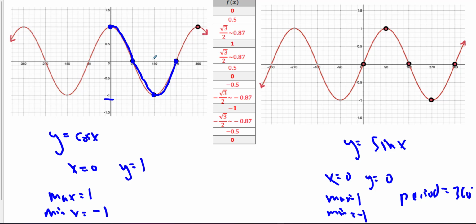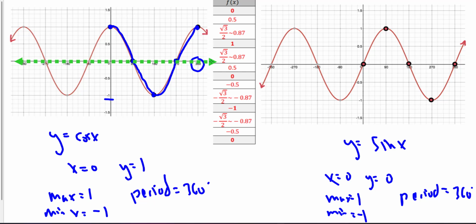Now, what was our starting point? Was our starting point the center line? It was not. Our starting point was the maximum point. So we have to keep going all the way back to the maximum point, and at this point, we've completed one cycle. You can see that the period for this function is 360 degrees. So sine x and cos x share the same period, the same maximum point, the same minimum point, and they even share the same center line.